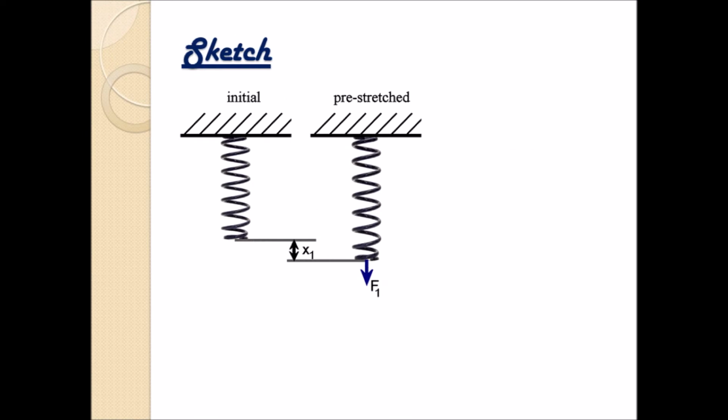Let's have a look at the sketch. Here on the left hand side you can see the initial part. So there's just the spring that is put on some surface hanging downwards. Then it is going to be pre-stretched, and we know that this takes a force F1 and correlates to a distance of x1. And actually the force F1 is given and x1 is unknown.